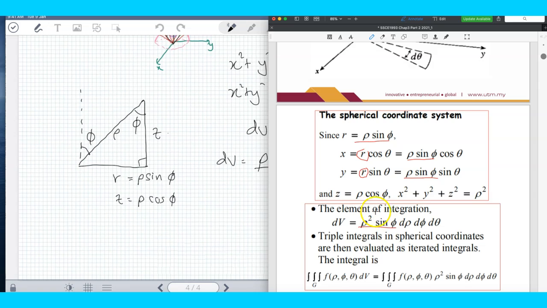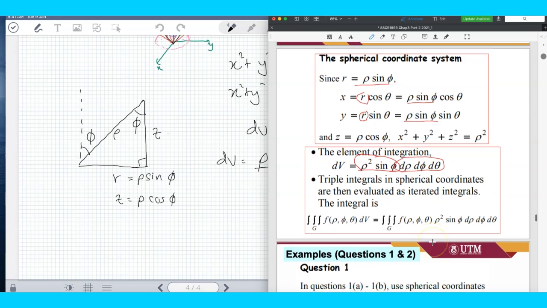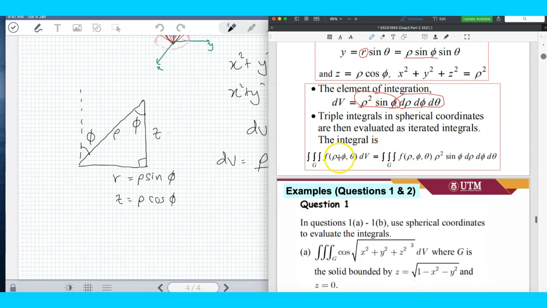So meaning that for dv, the order of integration for spherical is a bit longer. Every time you want to put the dv, you must consider this as well: rho squared sin phi, and the order is normally, in standard form, rho, phi, and theta. So now the triple integral in spherical is a bit longer because for your dv you have to add on rho squared sin phi. We will look at some examples in the next video.